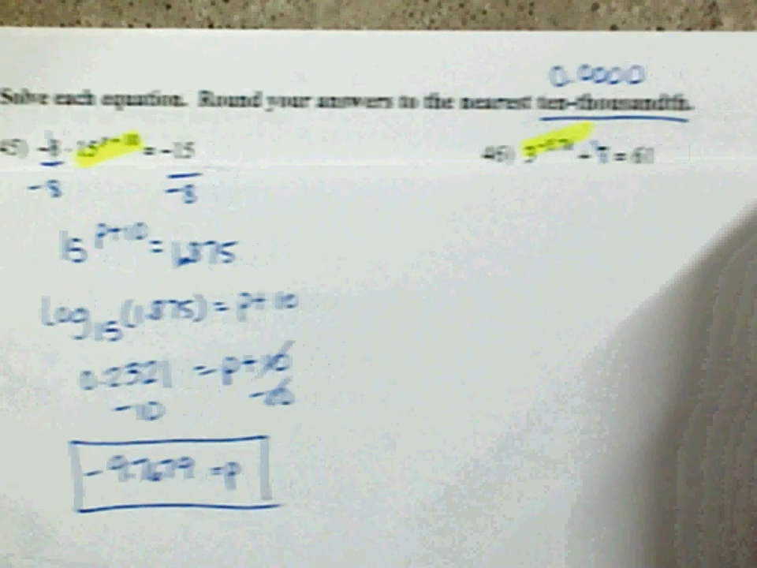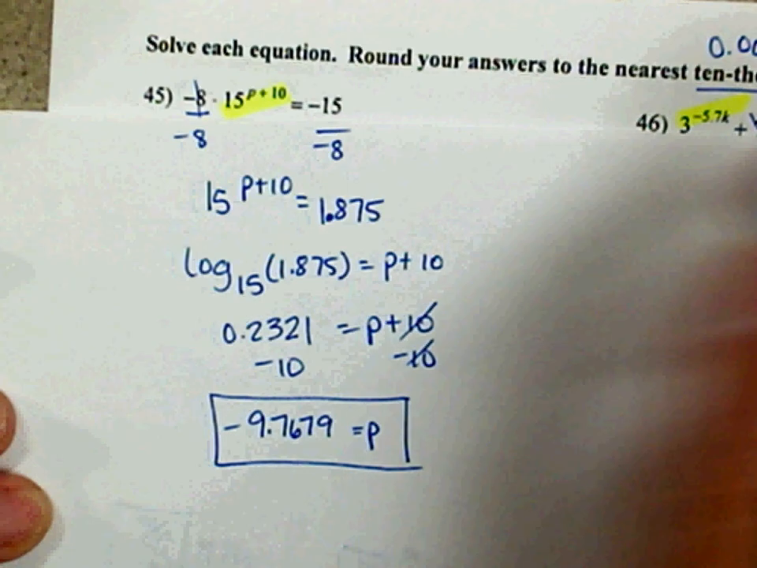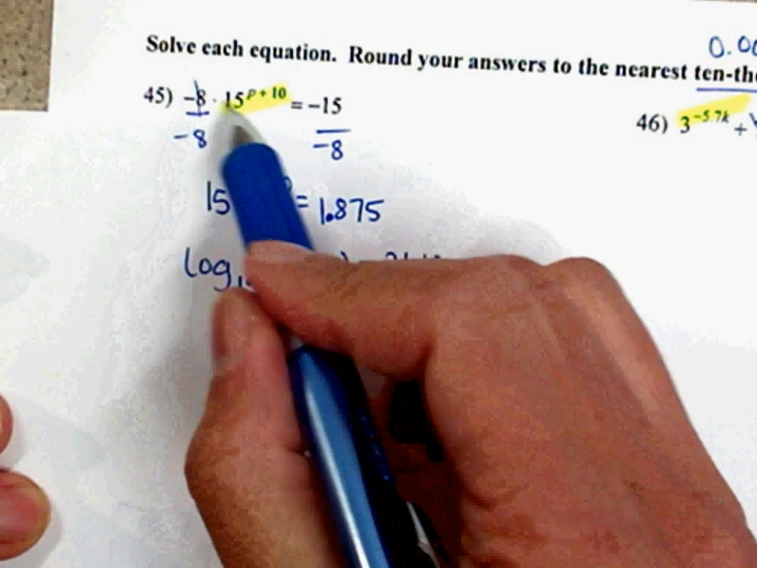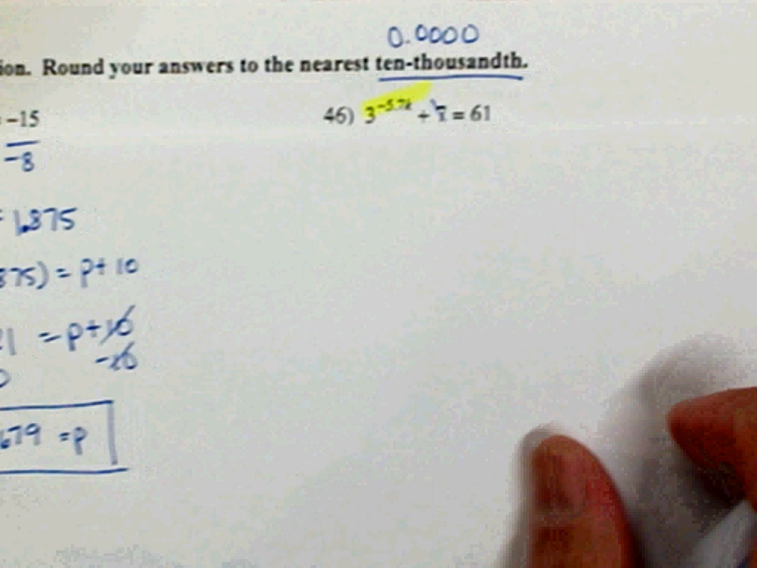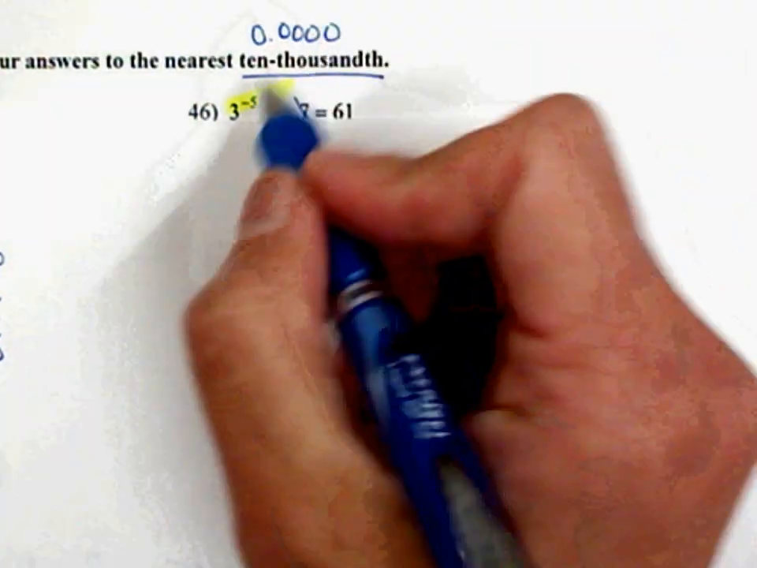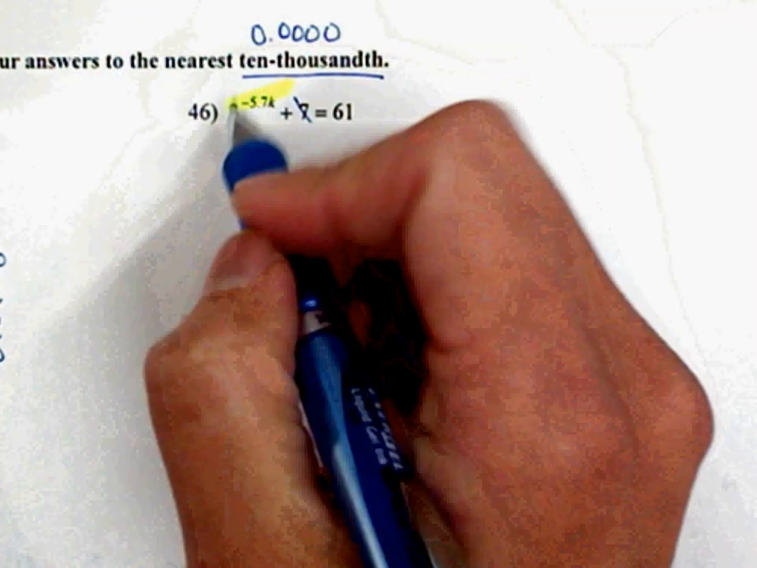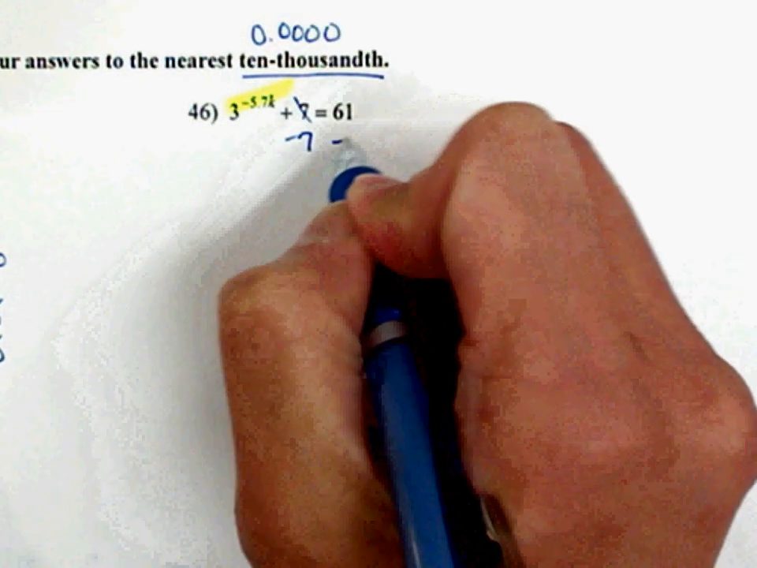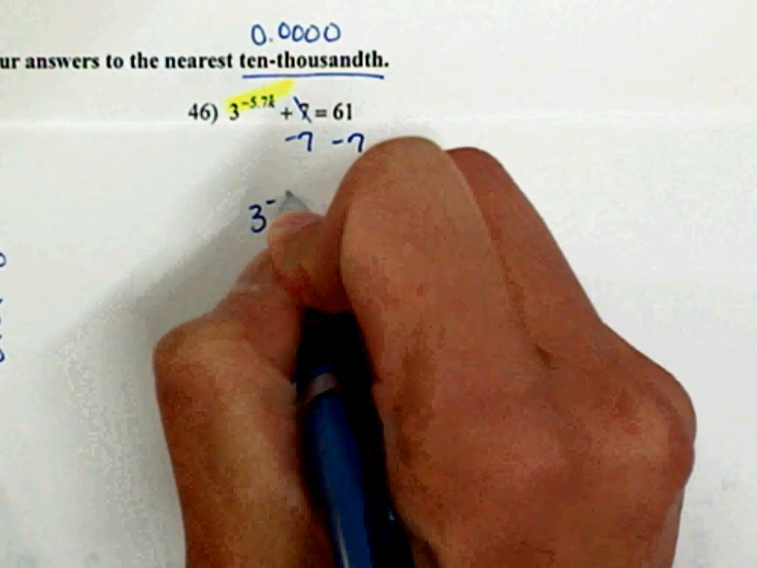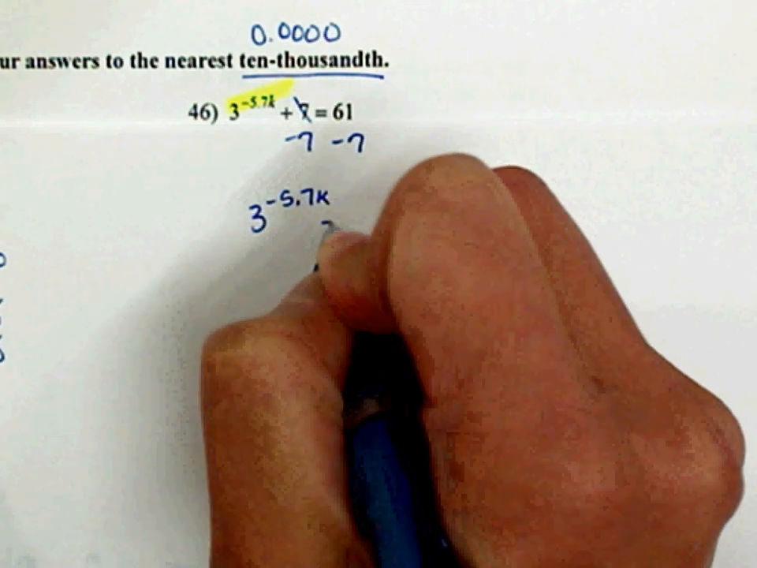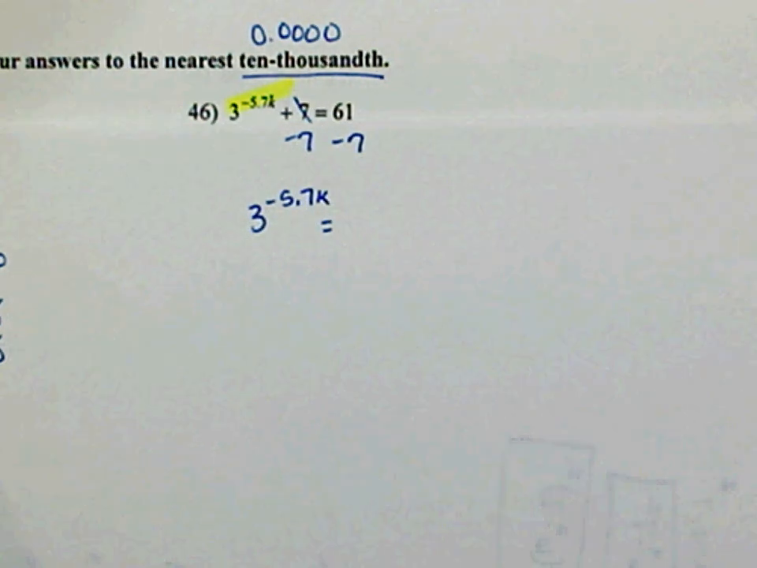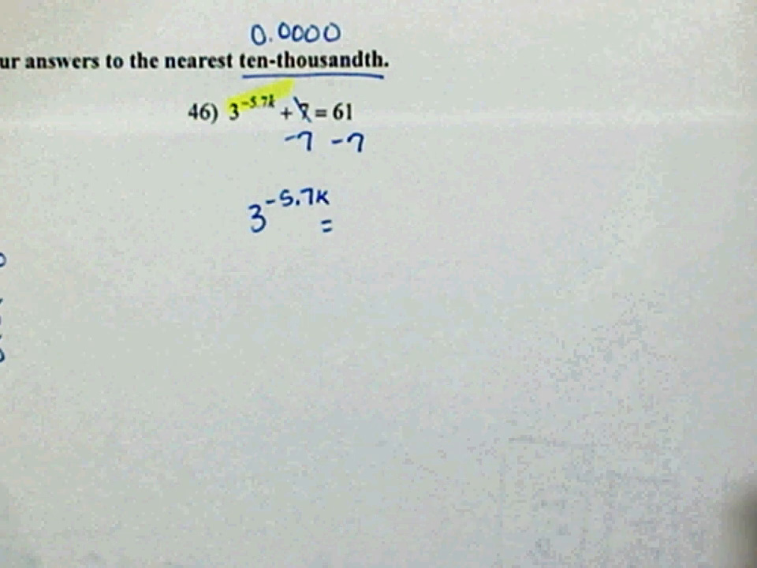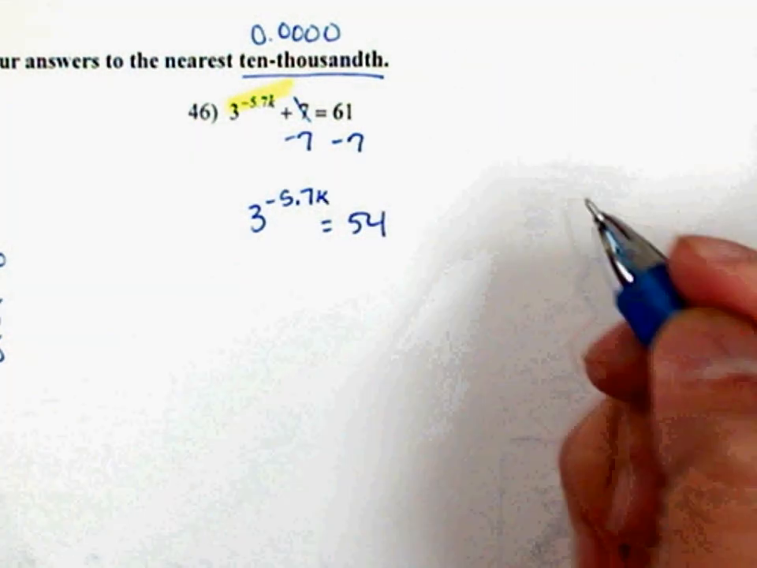All right, let's go to number 46. And the reason I divided is because this is -8 times 15. On number 46, you are isolating the base with the exponent and you have a plus 7. So to solve for that, you're going to subtract 7 from both sides. Okay? And 61 minus 7 comes out to be 54.